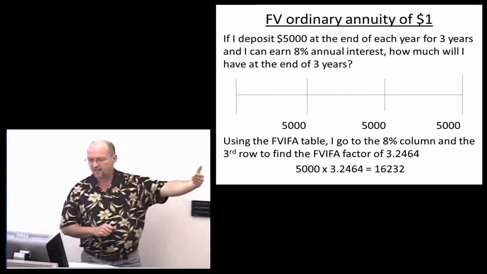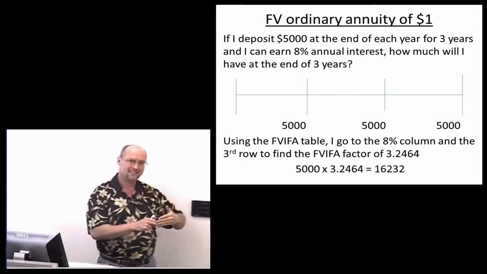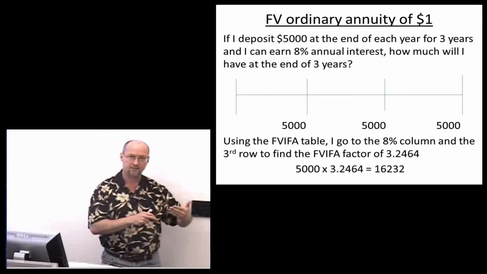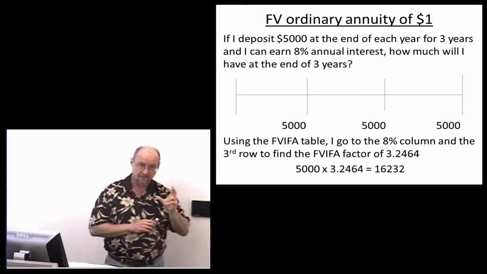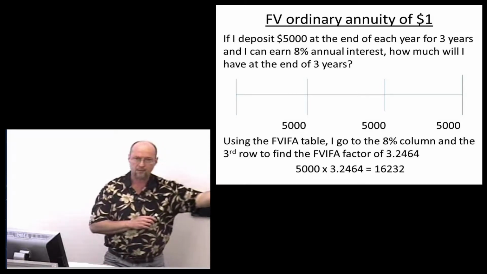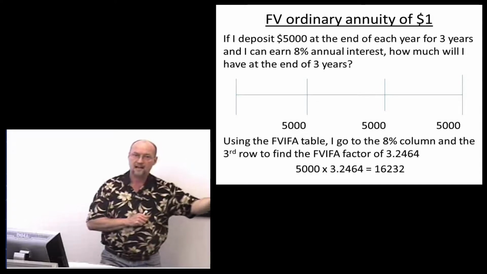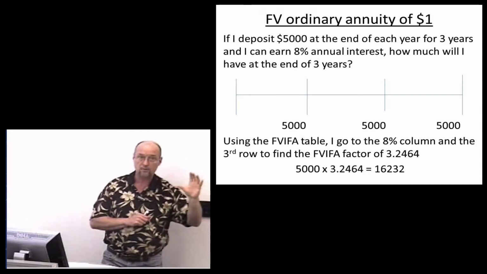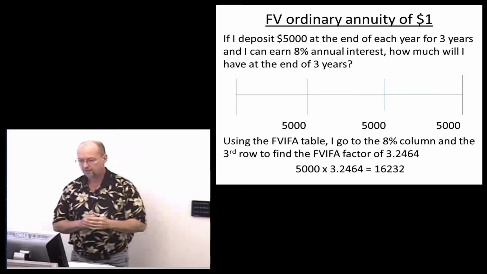At the end of that year, I'll have $5,400, 5,000 plus 400 interest. Then I'm going to deposit the second payment of $5,000. So now I have $10,400. And that's going to earn 8% interest, and that'll be whatever that number is. We'll find out in a moment. And then I'll make my final payment of $5,000, and that'll be the value that these payments will be, 3 payments made at the end of a period 3 years later.